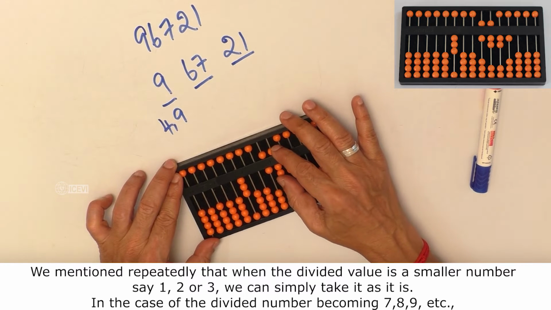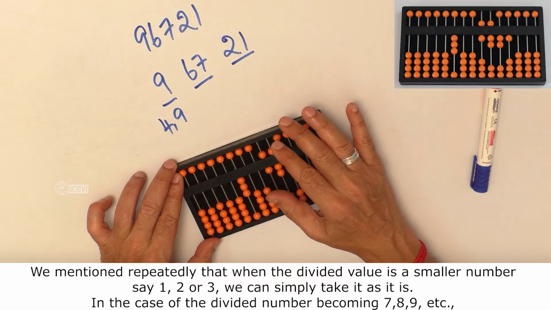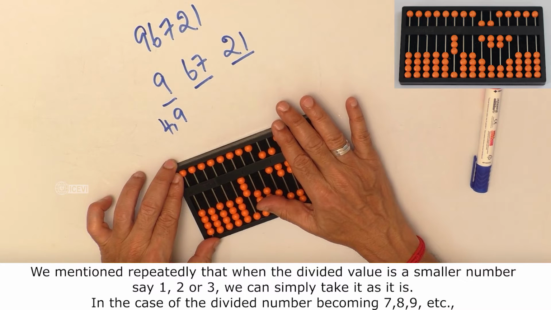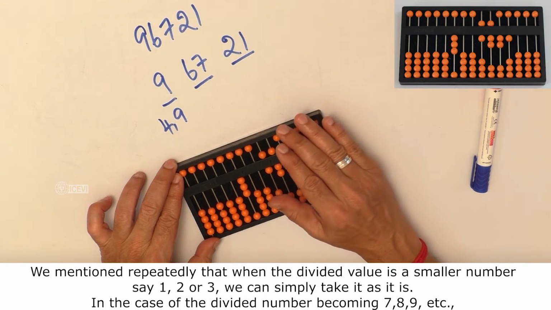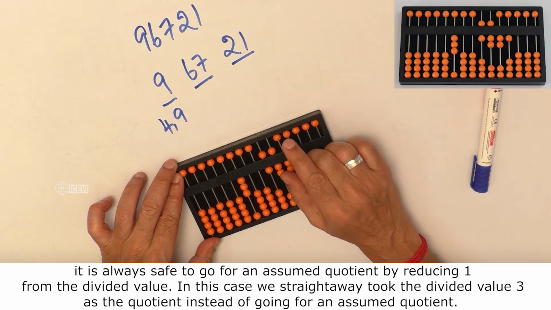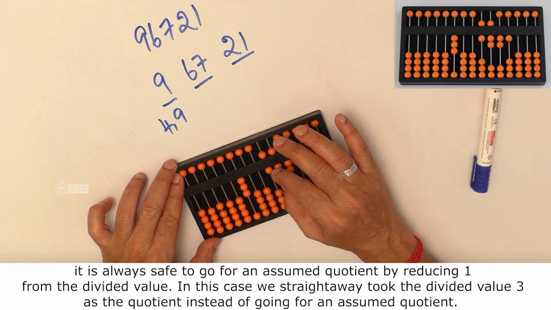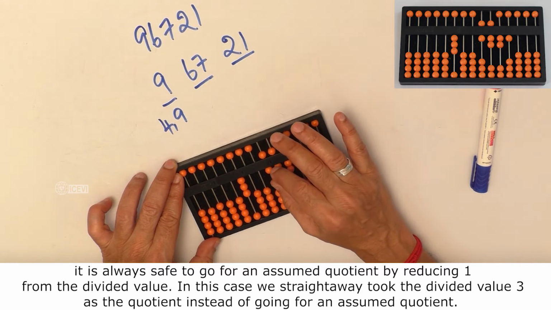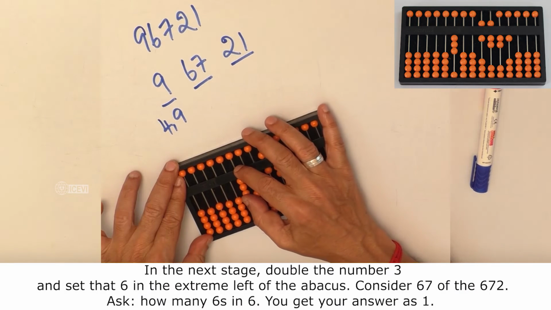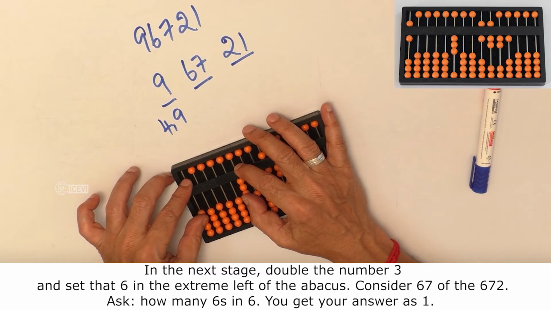We mentioned repeatedly that when the divided value is a smaller number, say 1 or 2 or 3, we can simply take it as it is. In the case of the divided number becoming 7, 8 or 9, it is always safe to go for an assumed quotient by reducing 1 from the divided value. In this case, we straight away took the divided value 3 as the quotient instead of going for an assumed quotient. In the next stage, double the number 3 and set the 6 in the extreme left of the abacus.